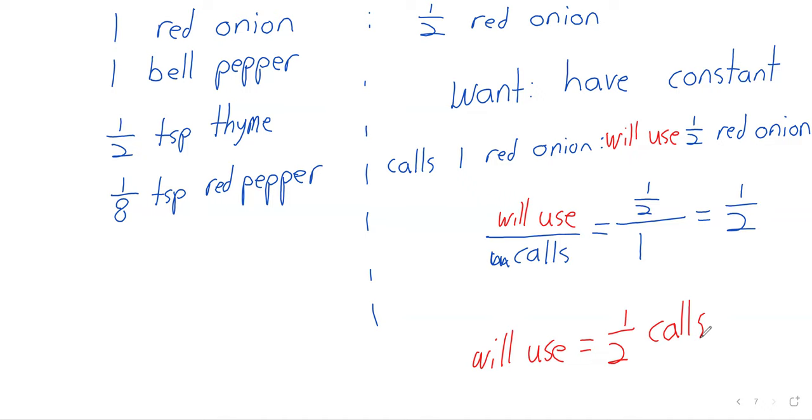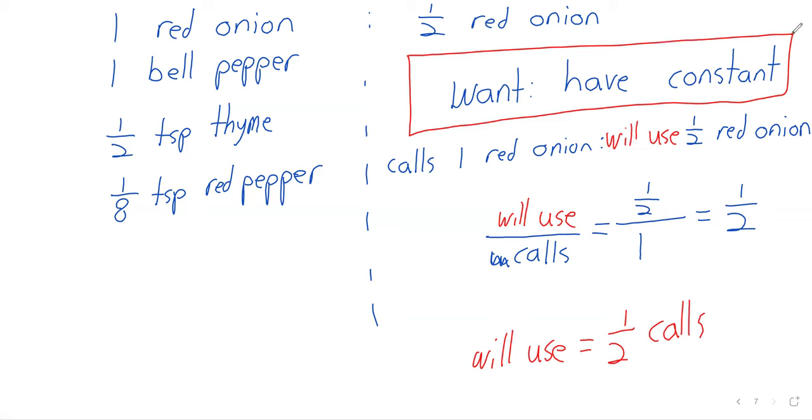Once we recognize this, we can make all of the modifications extremely quickly. The recipe calls for one bell pepper, so we'll use a half. It calls for a half a teaspoon of thyme, so we'll use a fourth. It calls for an eighth of a teaspoon of red pepper, so we'll use a sixteenth. In real cooking, you don't always have these perfect ratios, but it's good enough for us. So that's another way of thinking of this specific problem, and we're still using a ratio here. We're just framing it a little differently.